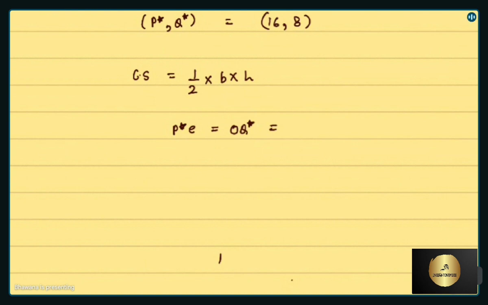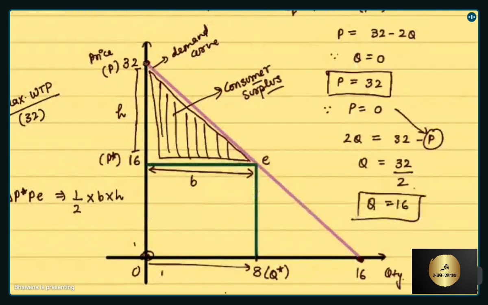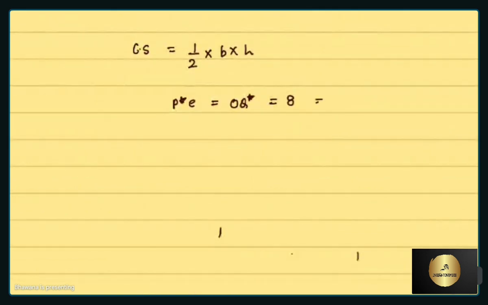How many units you have to consume, the quantity, is already given, that is 8. So we got this point. And now we have to find the difference between P and P star. For that we subtract 32 minus 16. This is your base, and the difference between P and P star, that is 32 minus 16, equals 16. This is your H, height.